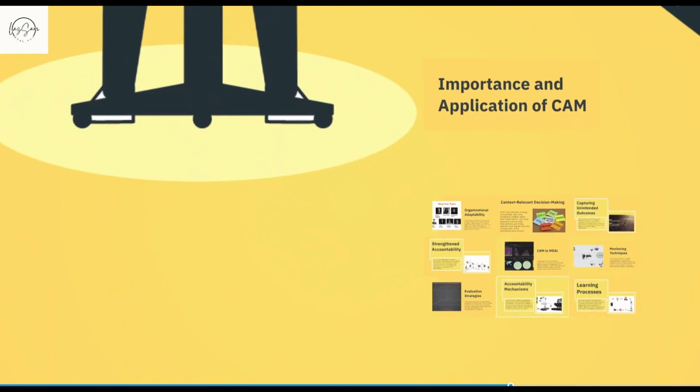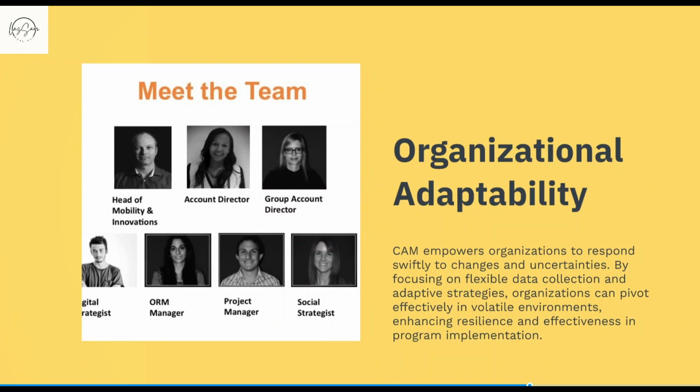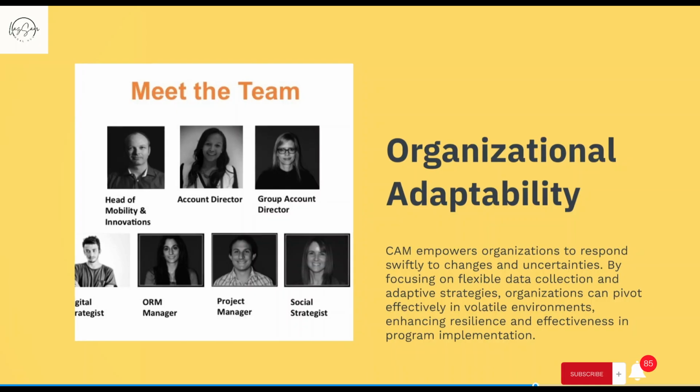Next, we'll look at the importance and application of CAM. Organizational adaptability. CAM empowers organizations to respond swiftly to changes and uncertainties. By focusing on flexible data collection and adaptive strategies, organizations can pivot effectively in volatile environments, enhancing resilience and effectiveness in program implementation.